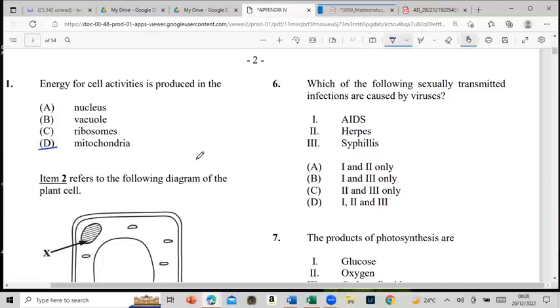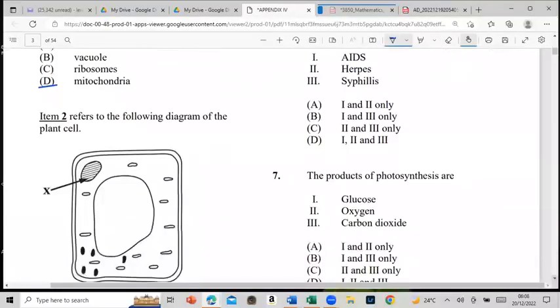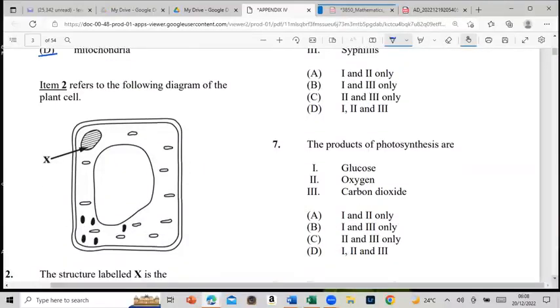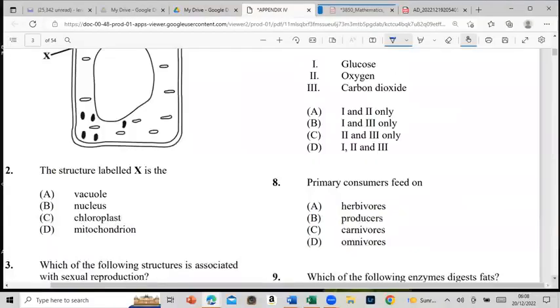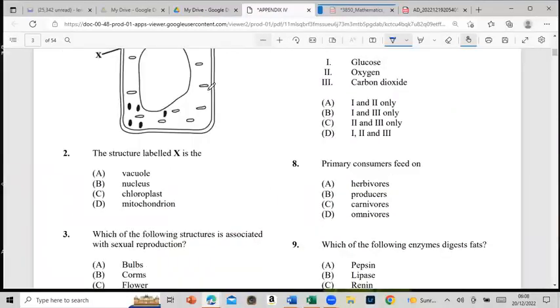Alright, let's move on to number two. It says item 2 refers to the following diagram of a plant cell. The structure labeled X is: is it the vacuole, the nucleus, the chloroplast, or the mitochondria? And that would be the nucleus. Alright, let's move on to 3.